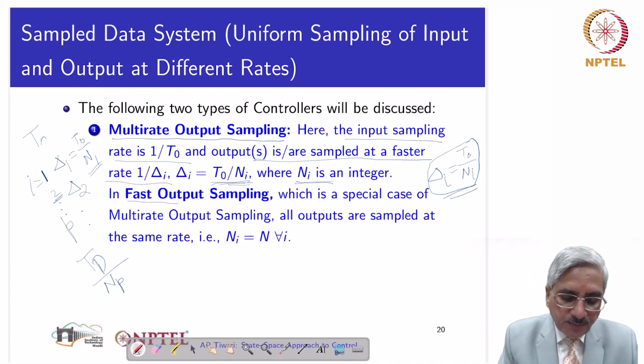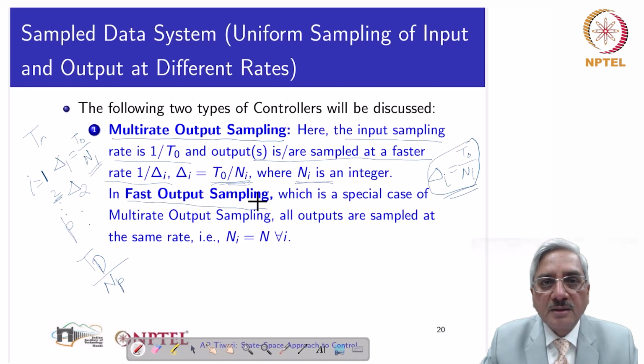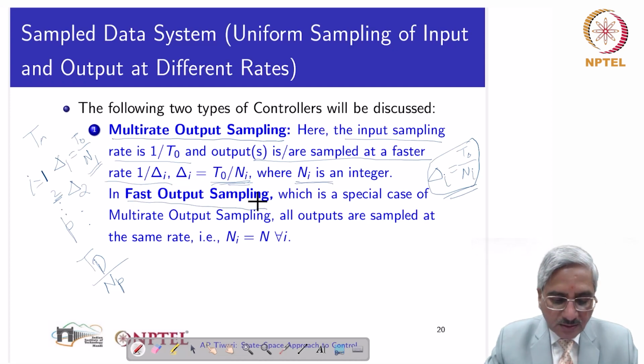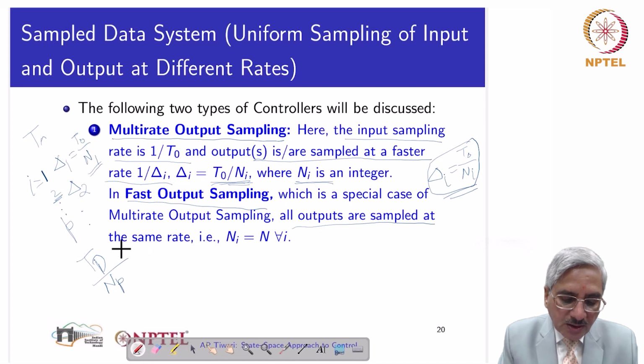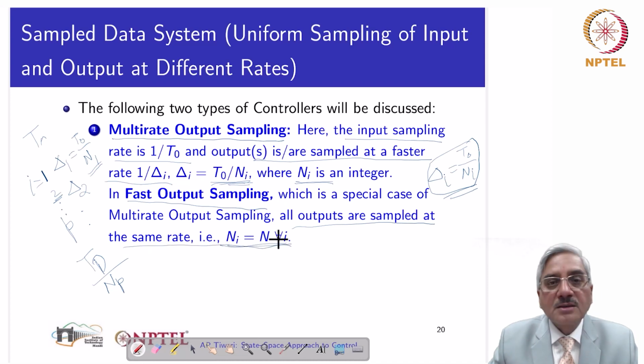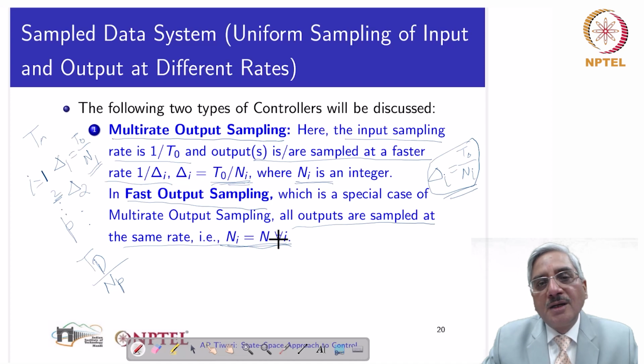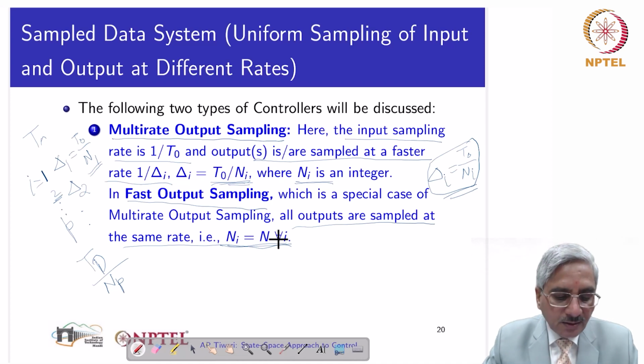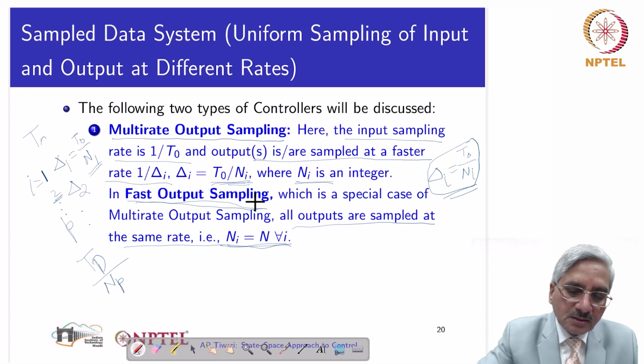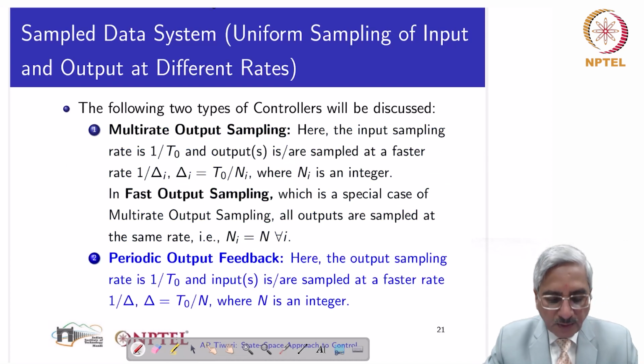There is fast output sampling, which is a special case of multi-rate output sampling, in which all the outputs are sampled at the same rate. Ni is the same n for each of the outputs. So inputs are sampled at the rate 1 by t0 and outputs are sampled at the rate n by t0, that is the fast output sampling. We will study these things, but today we will study the first one, the multi-rate output sampling.